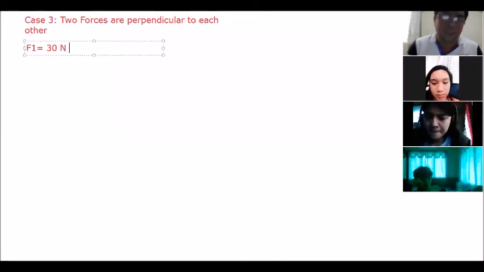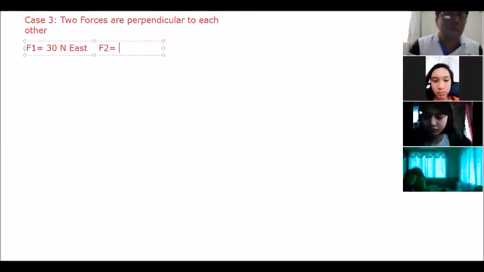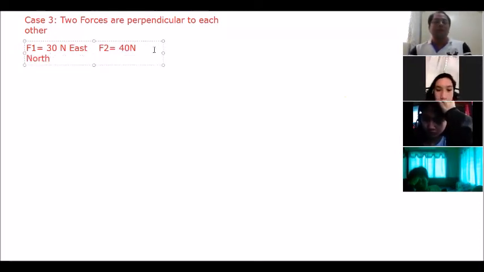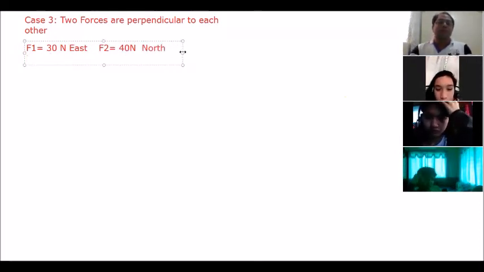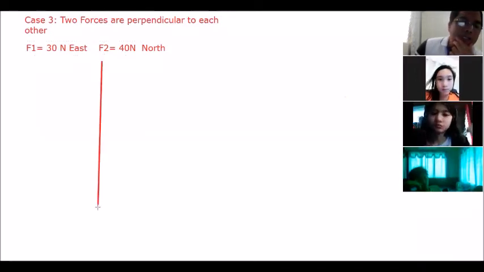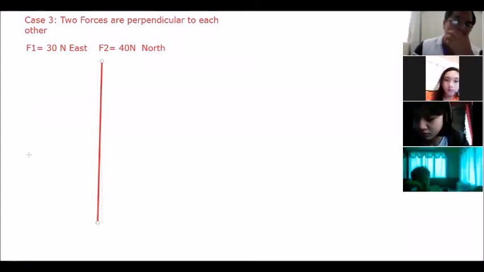And for our forces, our F1 would probably be equivalent to 30 newtons. Still, I will use 30 newtons. This one is still going east. My F2 now will be 40 newtons. But this time, F2 is going north. So you have east and north. We are going to start our figure with a graphical solution.